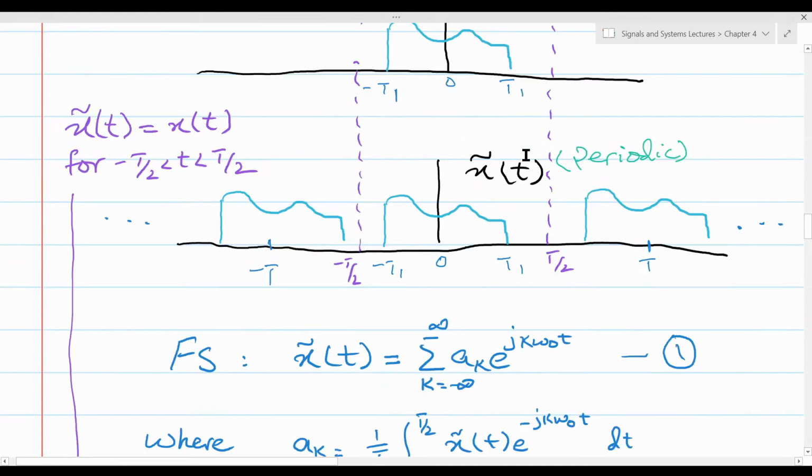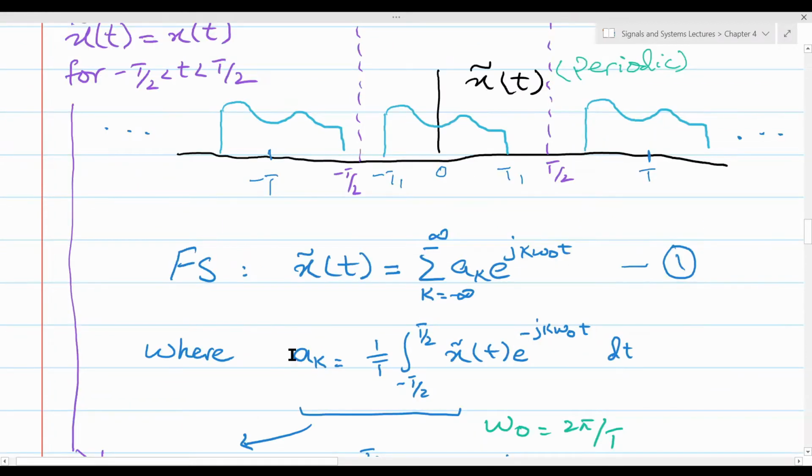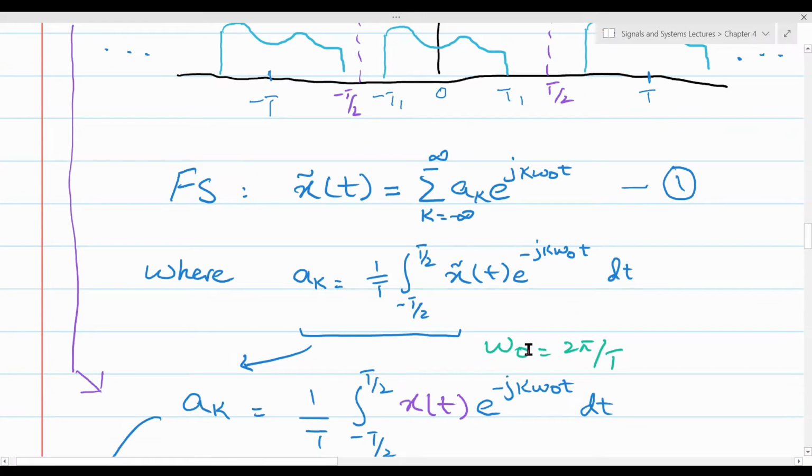Since x tilde(t) is a periodic signal, we can represent it in its Fourier series form as in the standard form: summation k equals minus infinity to infinity of a_k exponential j k omega naught t, where the Fourier series coefficients can be found by the analysis equation, which is 1 over T integration over a time period, minus T/2 to T/2, of x tilde(t) exponential of minus j k omega naught t dt, where omega naught is 2 pi by T.